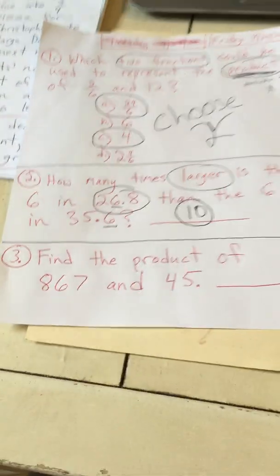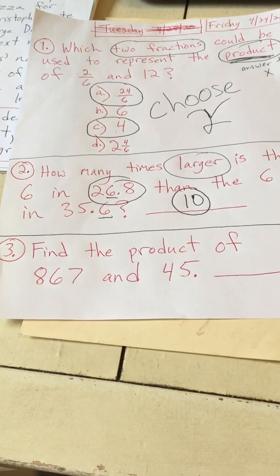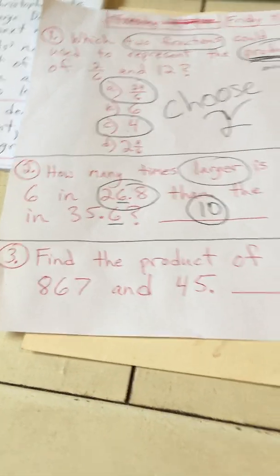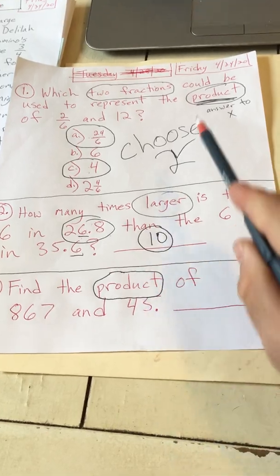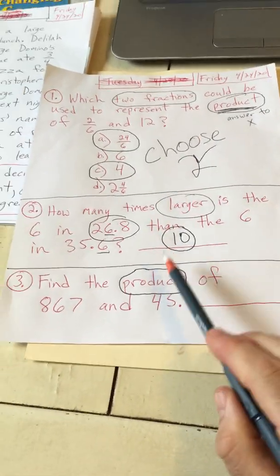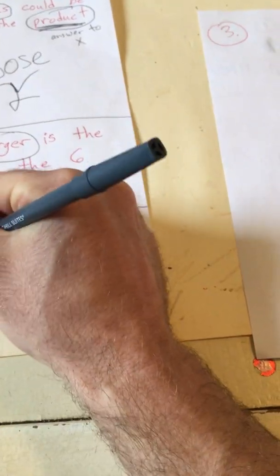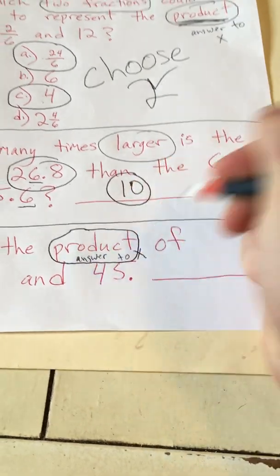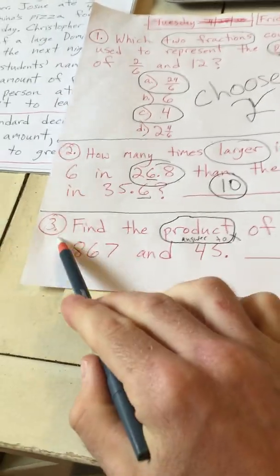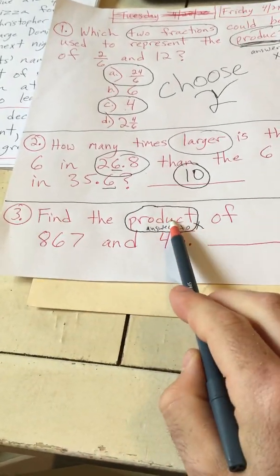Number 3 says find the product of 867 and 45. So again, I'm not telling you what you need to do, except I'm trying to get you to learn these vocabulary words. Product, we already talked about it once today. Product is the answer to a multiplication problem. So to find the product of these two numbers, we're going to have to multiply them.